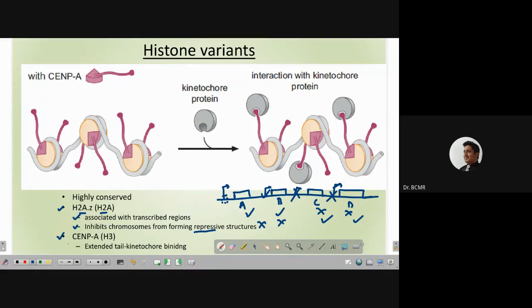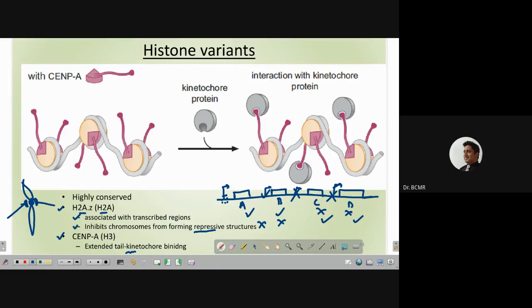Then there is another one called CENPA, which is a variant of H3, which also functions similarly, but it is organized near the kinetochore. The kinetochore is something that organizes near the centromere, right? Say this is the centromere. This is where the kinetochore is organized on top of the centromere, to which the spindle fibers bind like this, right? So these tails of CENPA are good.